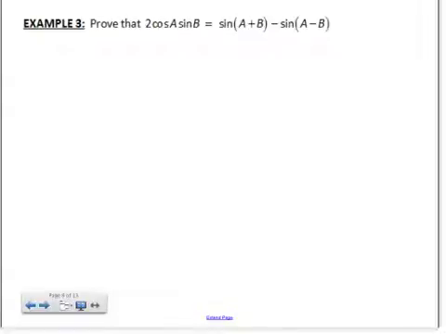Okay, so now we're going to prove that 2 cosine A sine B equals sine of A plus B minus sine of A minus B. Well, the nasty part is on the right-hand side, so we're going to work with that. So we've got the sine of A plus B is the sine of A times the cosine of B plus the cosine of A times the sine of B.